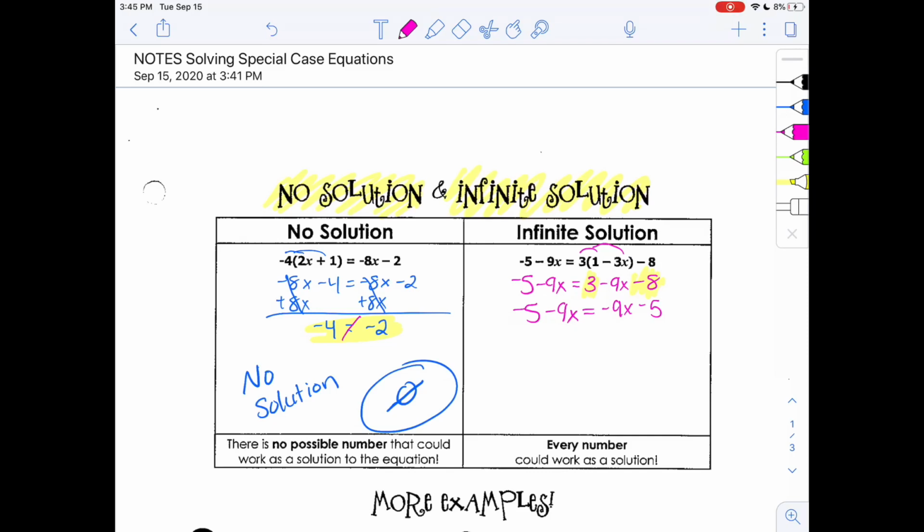Next, we want to bring our variable term over to the left side, so we are going to add 9x to both sides. This would result in -5 equals -5. So again, you can see why this would be a special case. I'm no longer left with a variable, but I am left with a true statement. -5 does in fact equal -5. When we get an answer like this, we have an infinite number of solutions.